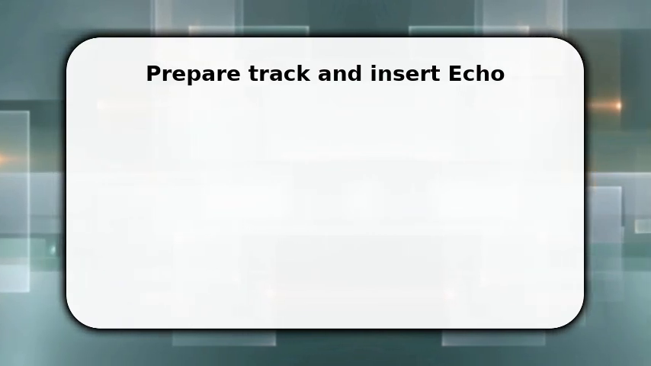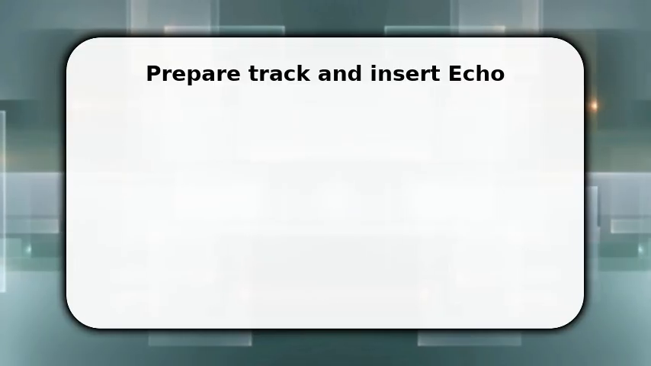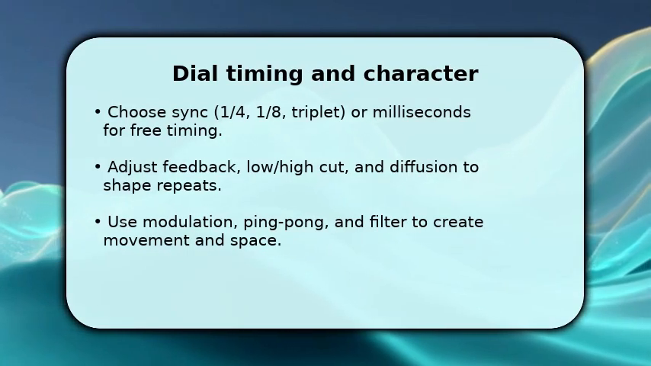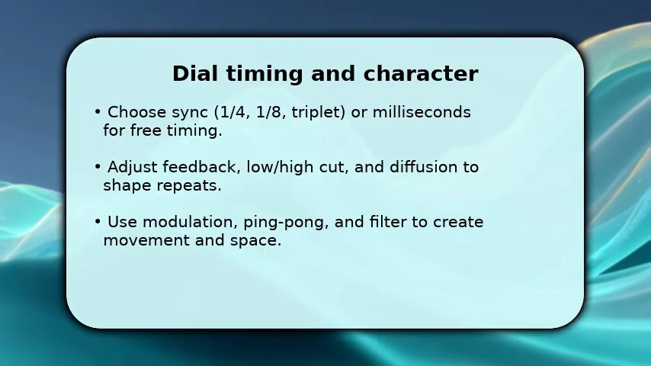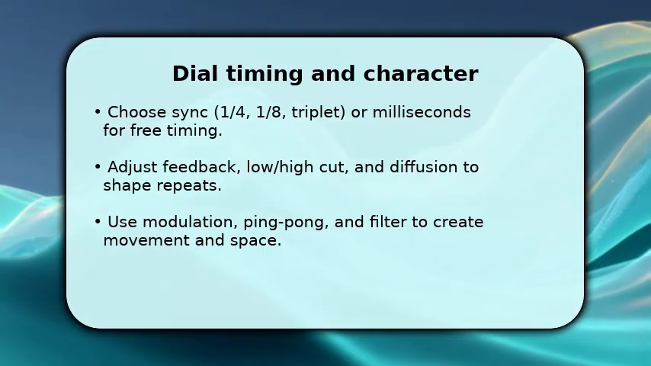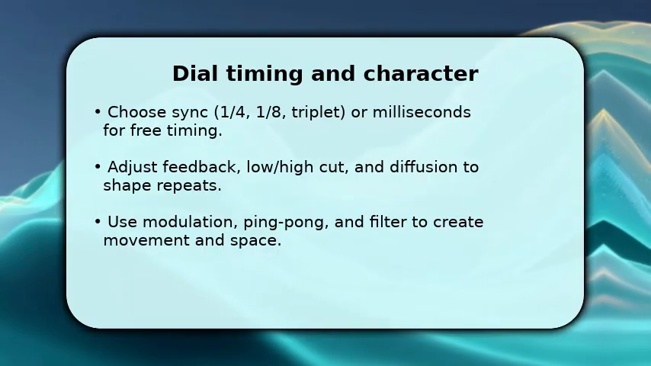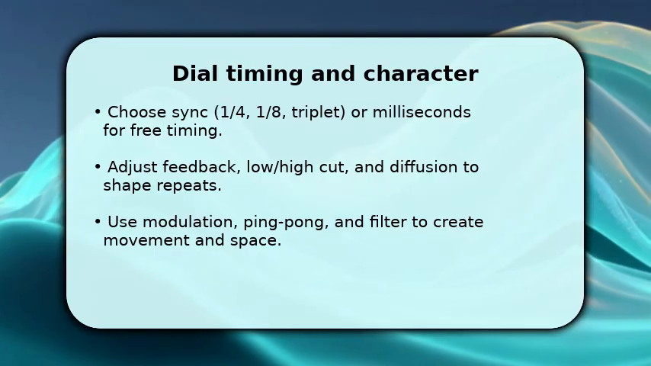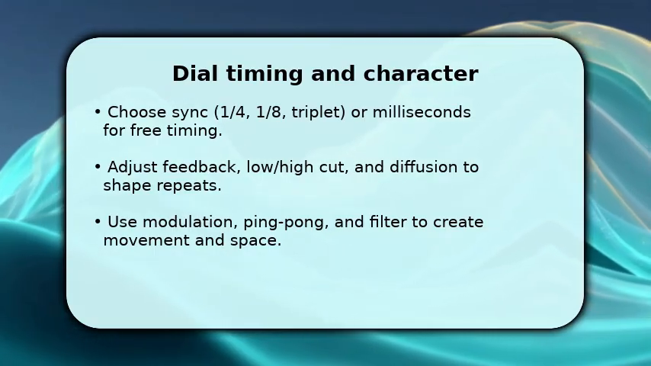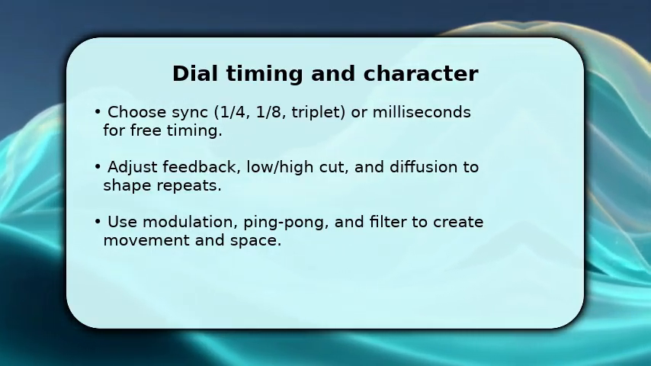Next, focus on timing and tonal character. Switch between tempo-synced values like 1/4 or 1/8 for musical echoes, or enter milliseconds for precise slaps. Then increase feedback to add repeat density, but avoid runaway resonance. Use the low and high cut controls to remove mud or brittle highs.